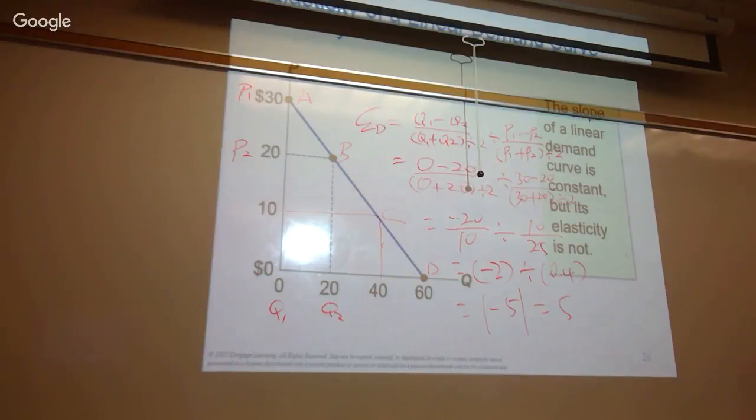In your nightmares, you will hear (Q1 minus Q2) divided by ((Q1 plus Q2) over 2). Use the long formula, okay? So find the elasticity between point B and point C, and then point C and point D.